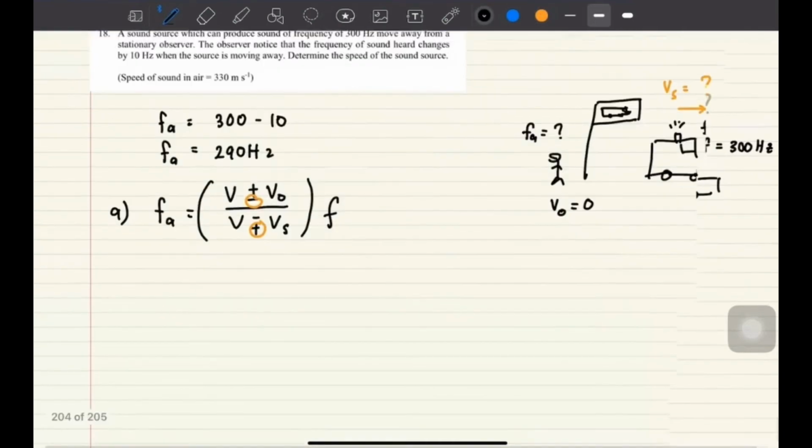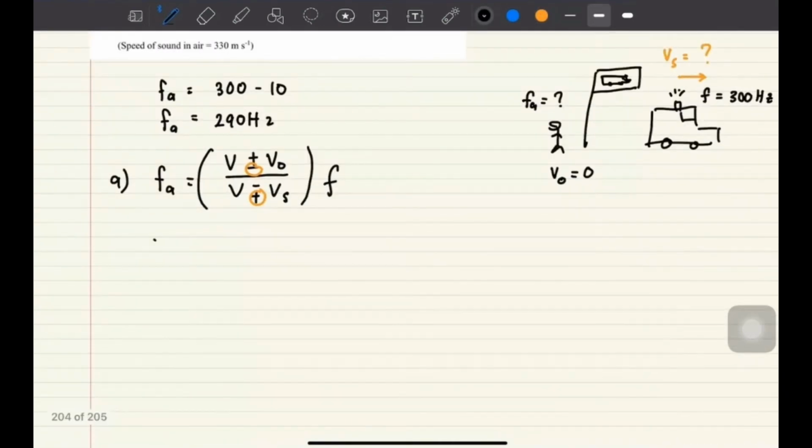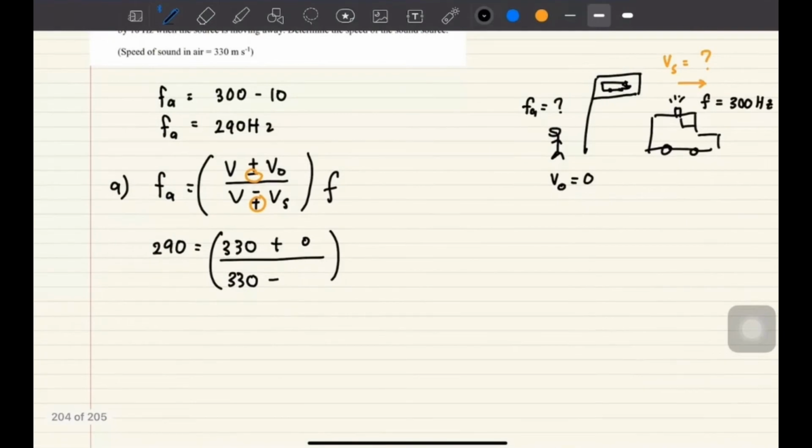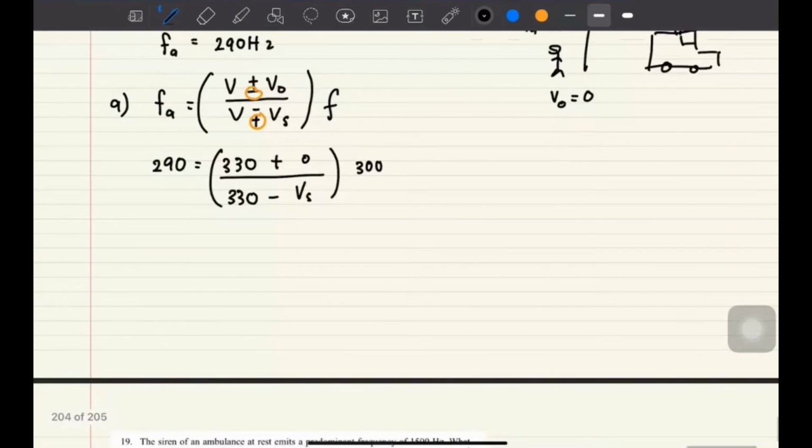So if you take this one, you are left with FA, which is 290 equals to 330 plus V naught, ada berapa? 0. Okay, good. V naught is 0, and then we have 330 minus, this is the one that we want to find, the VS, multiplied with 300. You can do this one by one or straight away multiply together. It will be 290 divided by 300.